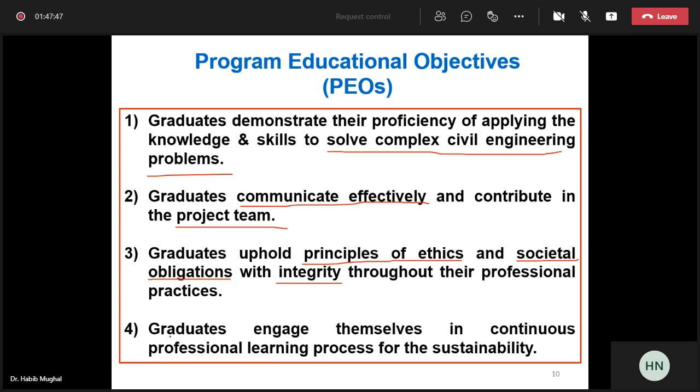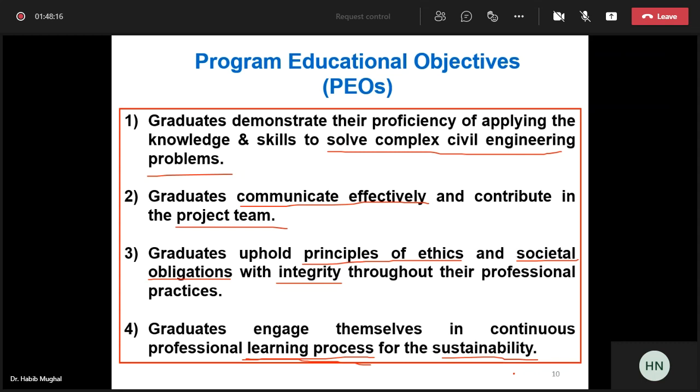And fourth, graduates engage themselves in a continuous professional learning process. What is a continuous professional learning process? Lifelong learning. Keep on learning, keep on learning. Okay? For sustainability. So these are our 5 program educational objectives which we expect in you people after 5 years of graduation.